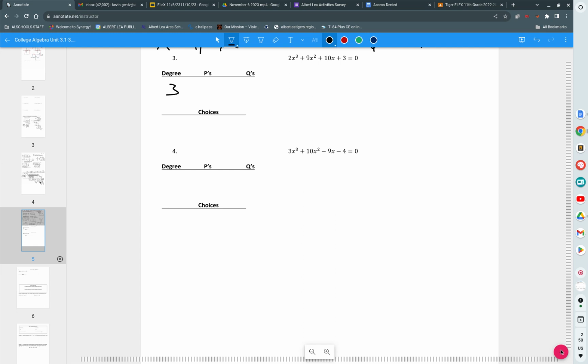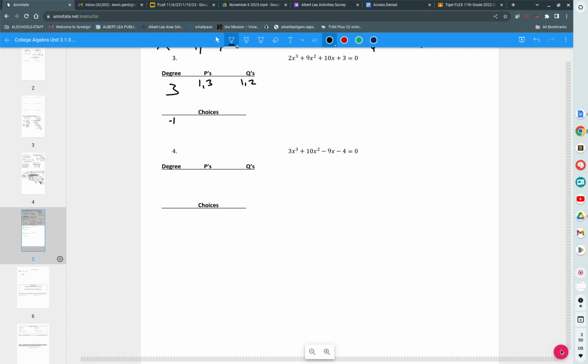The degree is 3. There's 3 solutions. Uh-oh, look at our P's and our Q's. What are our P's this time? 1 and 3. What are our Q's? 1 and 2. So notice for your choices, you have to take each one of your P's and divide it by each one of your Q's.